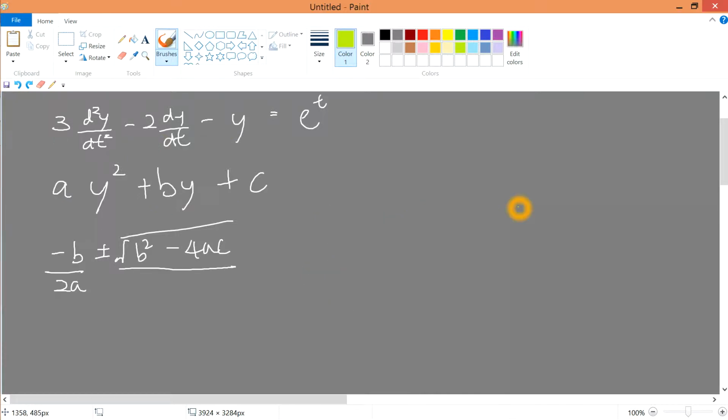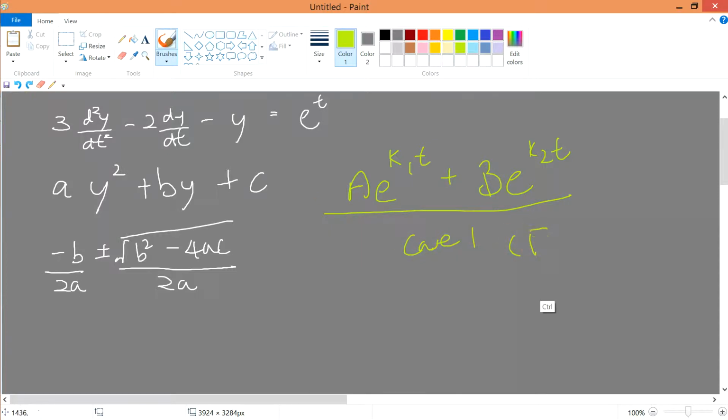So if it's case 1, then what we're going to do is just write down the complementary function. So we have A e to the k1 t plus B e to the k2 t. For some books or your own textbook, this may not be A or B, this may be some numbers, this may not be k1 or k2, this may be lambda or something like that, but they are all the same. Therefore this is the case 1 complementary function. And to solve for k1 and k2, what you're going to do is use this thing.